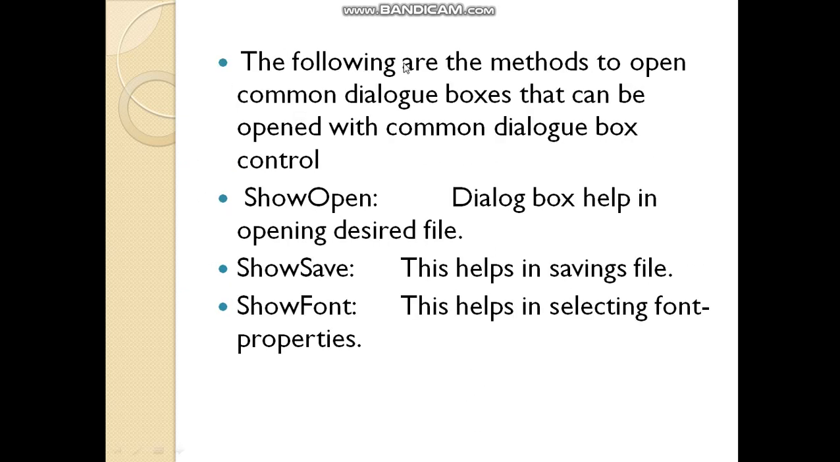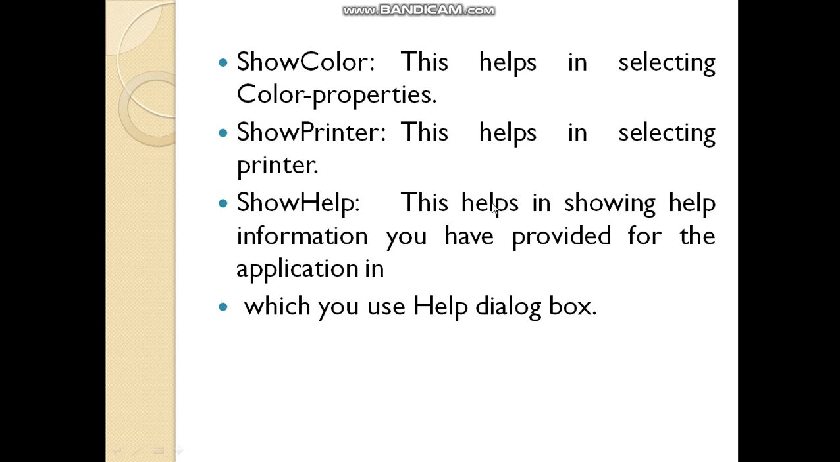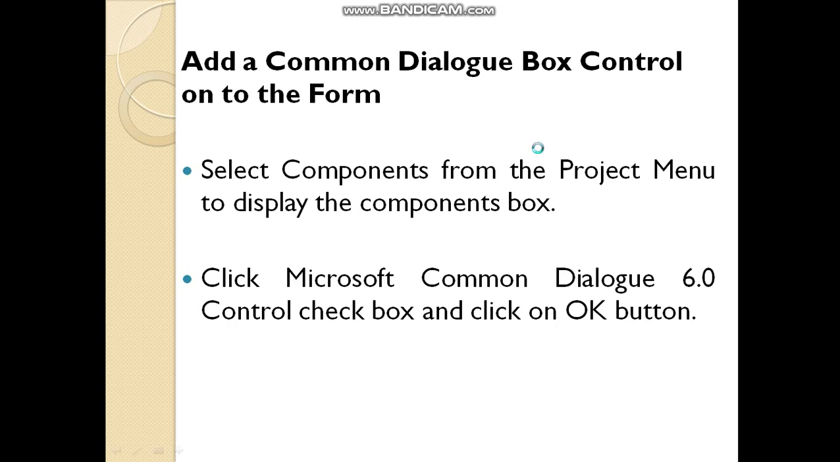The following are the methods to open common dialog boxes with the common dialog box control. ShowOpen is a method to open an open dialog box. ShowSave is a method to open the save dialog box. ShowFont helps in selecting the font property. ShowColor opens the color properties. ShowPrinter is for the printer.